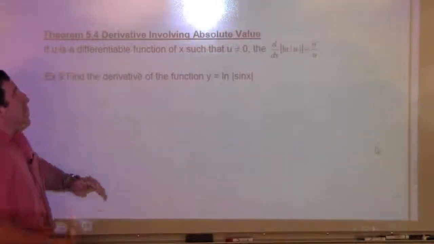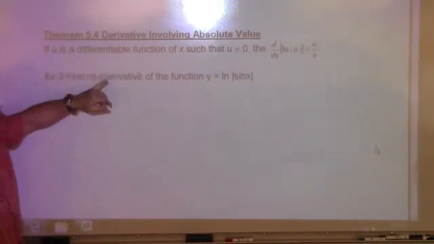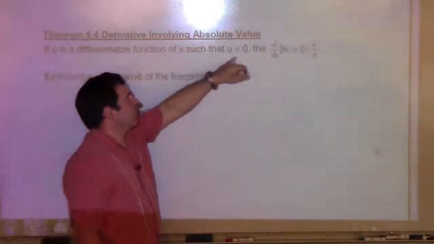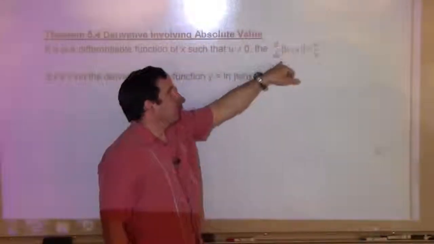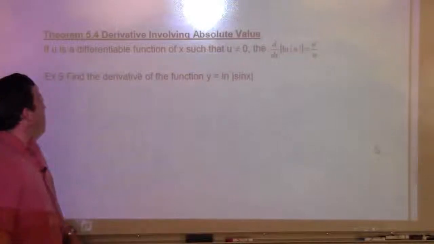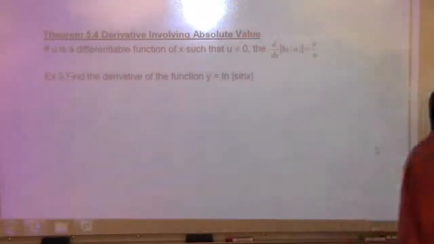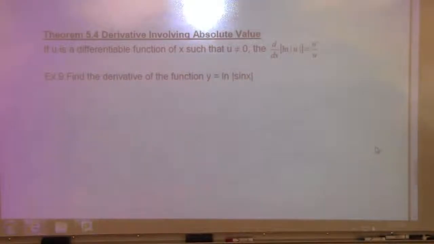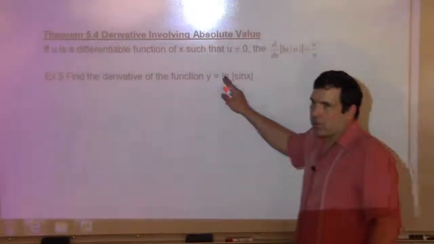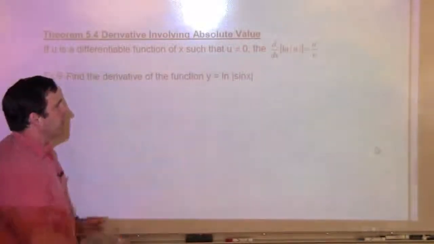Okay, theorem 5.4, derivative involving absolute value. If u is a differentiable function of x such that u is not equal to 0, d/dx of natural log of the absolute value of u is u prime over u. So find the derivative of the function natural log of absolute value of sine of x. And we have the absolute value because with natural log, you cannot have a negative in there. The domain for your natural log has to be positive, and so the absolute value gives that to us.